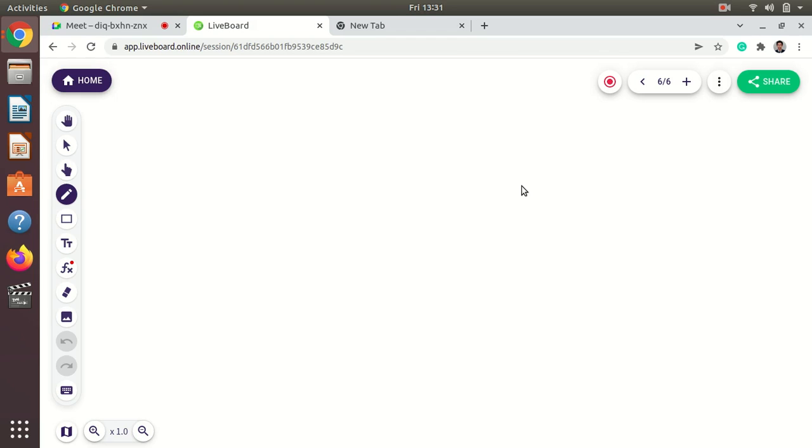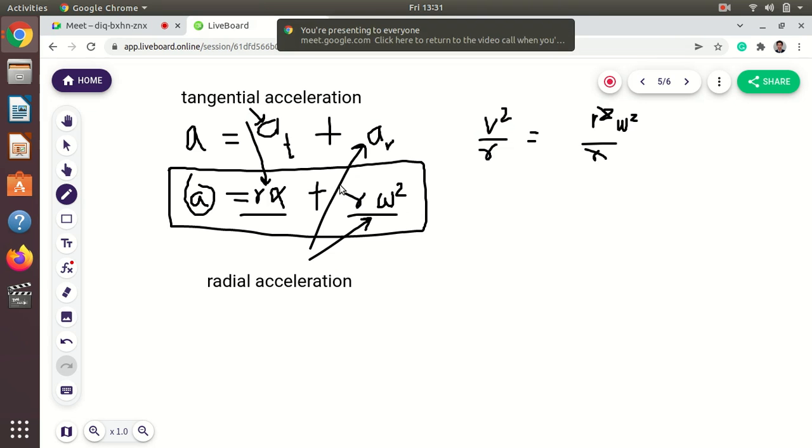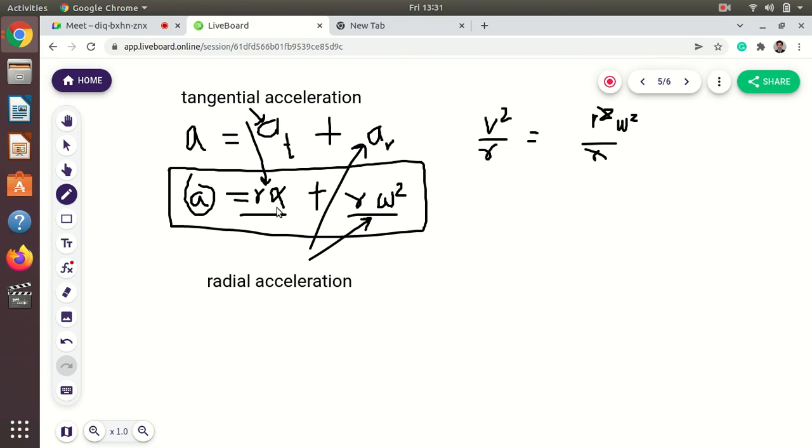Today we are going to discuss angular momentum. Yesterday we talked about angular velocity or angular speed and angular acceleration, and we derived that the total acceleration of a particle is equal to tangential acceleration plus radial acceleration. So this alpha is angular acceleration and this is linear acceleration. Total acceleration is linear acceleration.